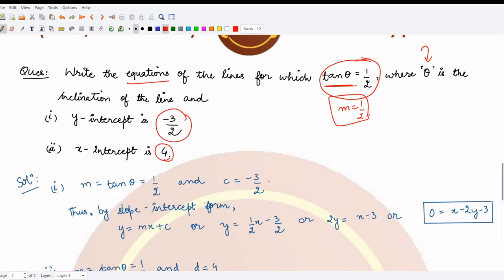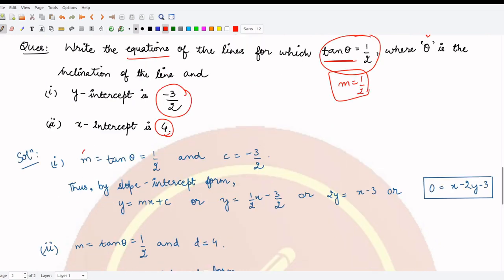Let's have a look at their solution. So m is equal to 1 by 2 is given, and in the first case the value of c is given to us as minus 3 by 2. The important thing here is to identify, is it c or d, right? So once you identify it clearly and you know which formula to apply, it becomes very easy for you to solve the question, fine. So using the slope intercept form, which is y is equal to mx plus c when y-intercept is given to you, substituting the values and simplifying, you have this as your solution.